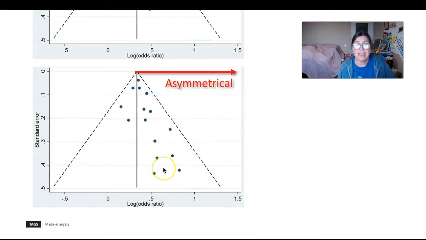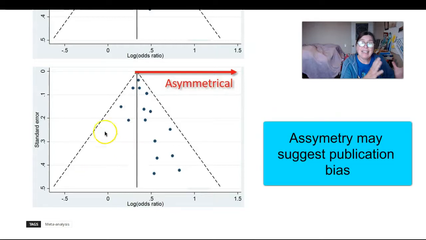All the small studies have an effect size greater than the mean, and there are no small studies that have an effect size less than the mean, which shows us possibly that there's publication bias here, that all the small studies that had little or no effect didn't get published. And that is how a funnel plot will show you or hint whether there's a publication bias or not.